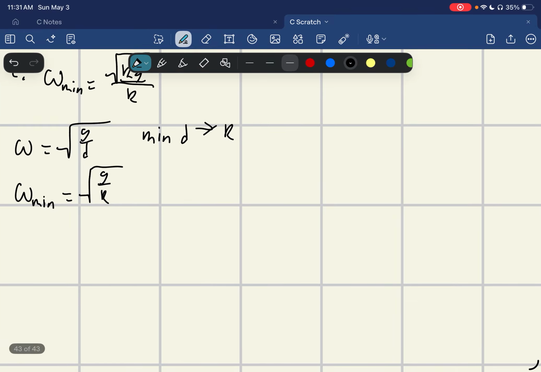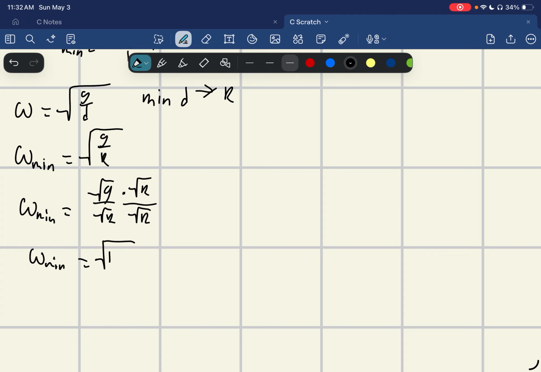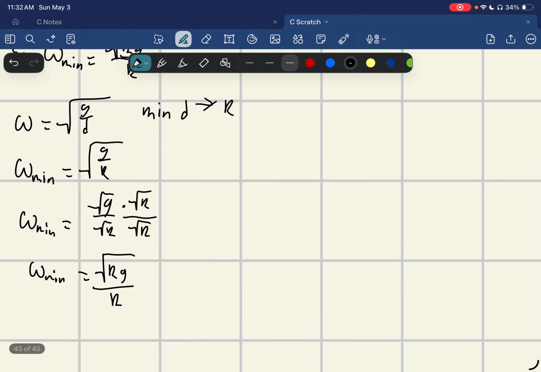And then to get to that form, we'll just rationalize. We're just going to rewrite it to be rad g over rad big R, and then we multiply the top with rad big R and the bottom with rad big R as well. So we'll get the form of radical R g all over big R. So yeah, okay, that's part E.